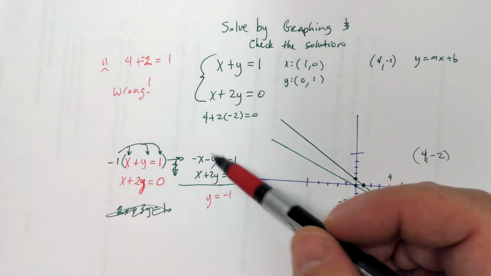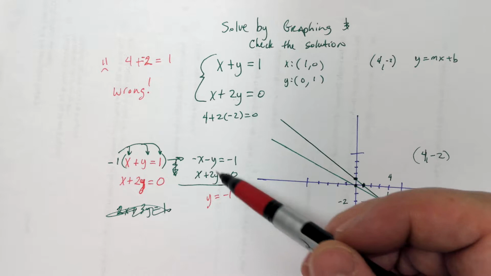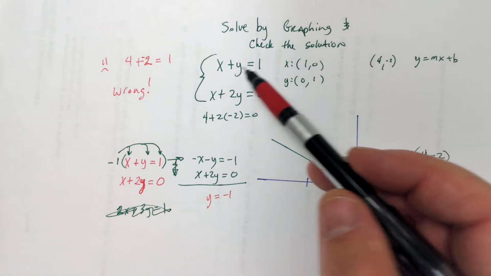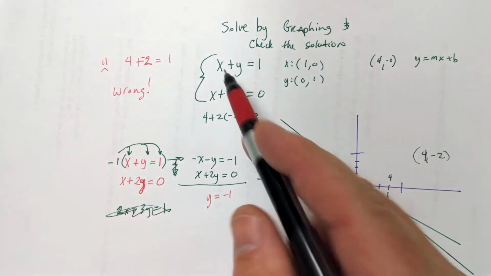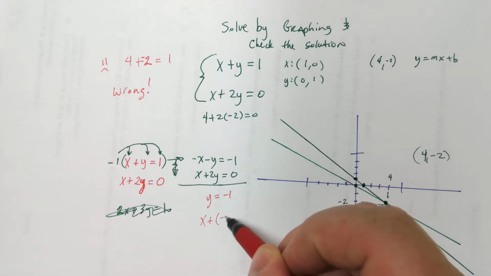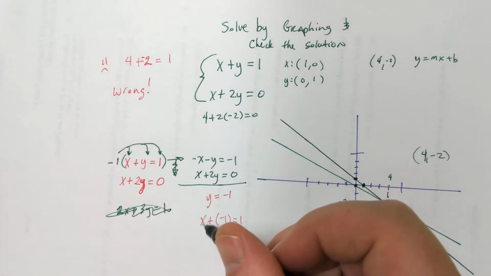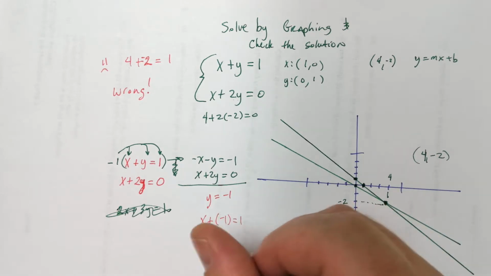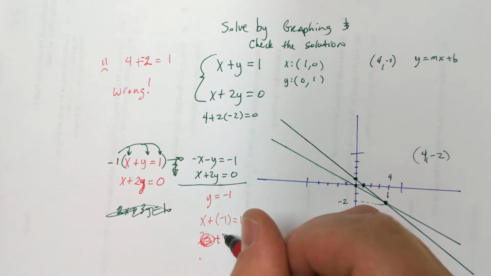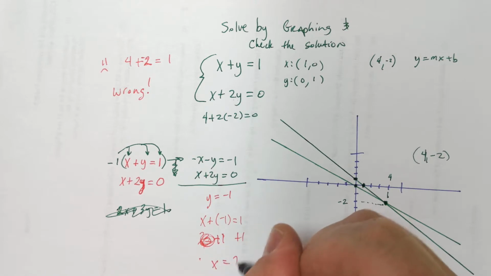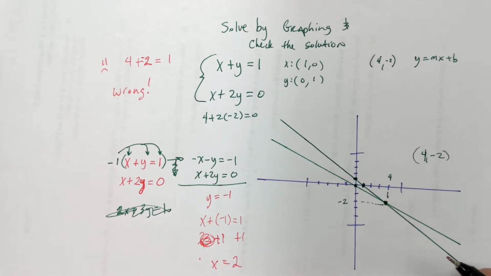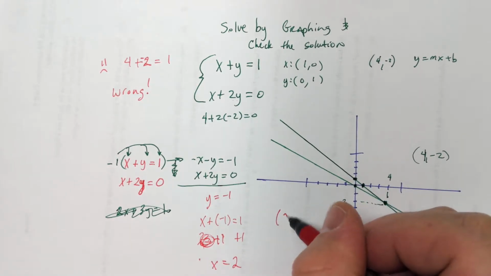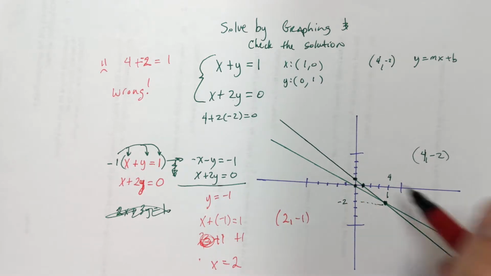-1 for y. So now all I've got to do is take that -1 and plug it into either equation and see what I get. So I'm going to plug it into the first one. x plus -1 equals 1. So that's 2, right? Sorry. You add 1 to both sides, you get x equals 2. So my answer is 2, -1.